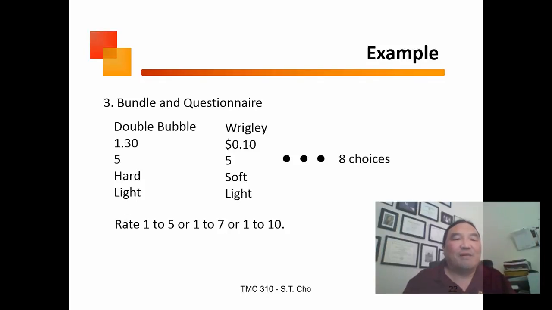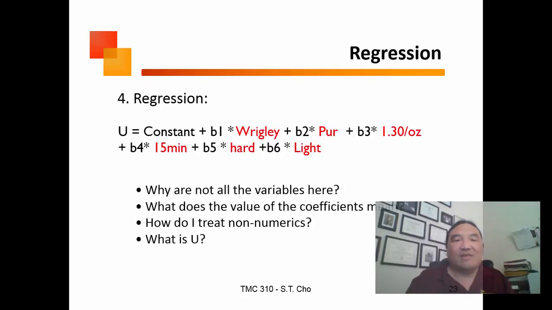And I ask people, by bundling those choices together, what they like. So Double Bubble has one kind of gum. Wrigley has a different kind of gum. And so the rating levels, I could use a Likert scale, like 1 to 5, 1 to 7, or 1 to 10. And so what ends up happening is once I do that conjoint analysis, I could do regression.